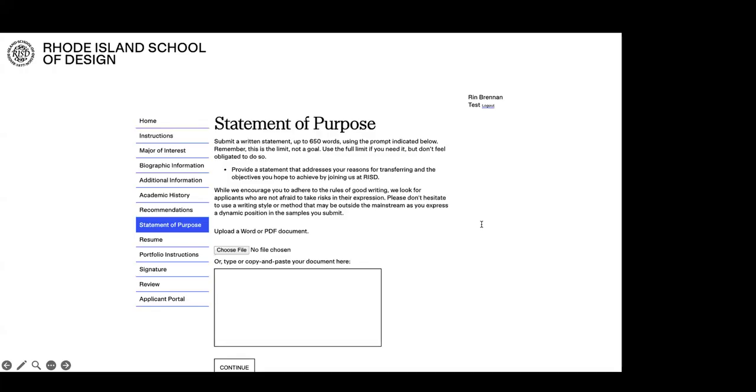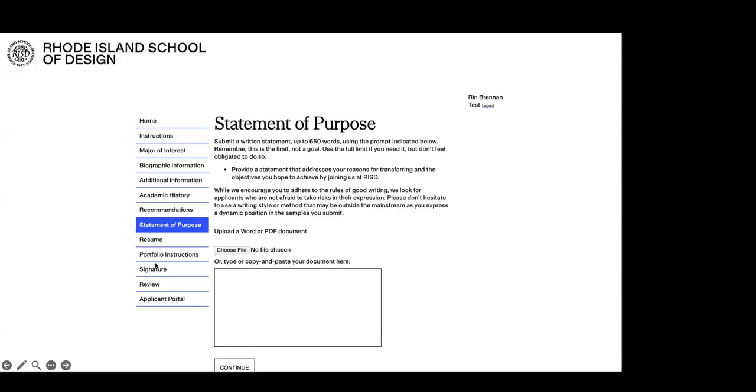So again, this is what it's going to look like. You have up to 650 words. A lot of folks will type this out in Google Docs or in Word, and then copy and paste it into the chat box here. You can also upload a Word or PDF document, so it's up to you. But we just want to make sure that you have proofread and formatted it in a way that represents your work best.